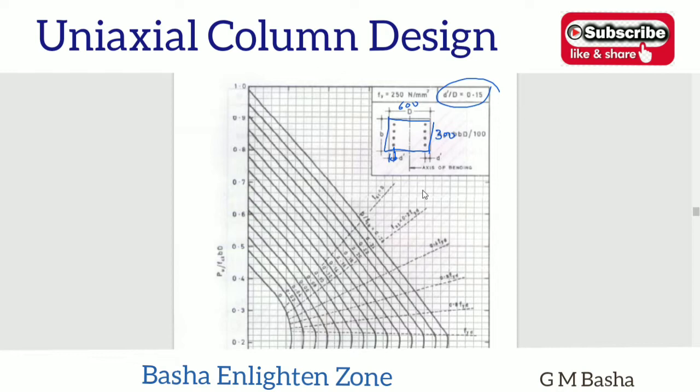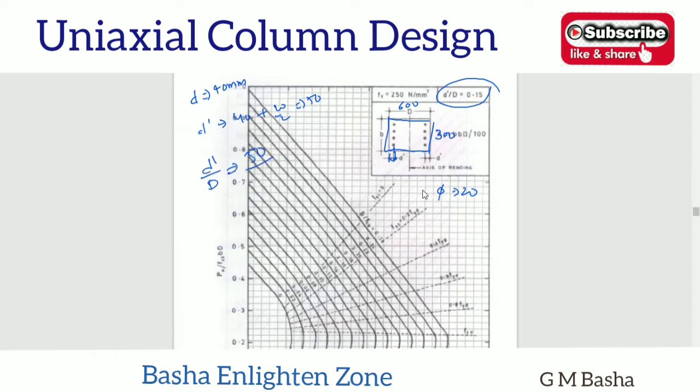We already know the minimum clear cover we have to maintain is 40 mm for any type of column. Then I am assuming some 20 mm diabar. I am taking the center of the diabar, so d dash is the effective cover, which is 40 plus 20 by 2, which is 50 here. Like that we have to assume the effective cover according to the condition. Then you can solve the ratio d dash by d.